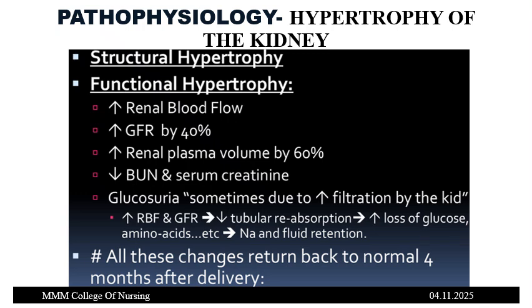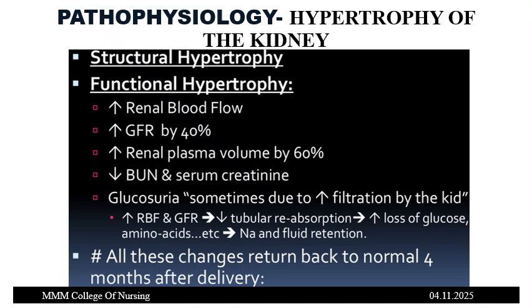So we see increased renal blood flow, which causes increased glomerular filtration rate by 40% and increased plasma volume by 60%. All these are normal changes during pregnancy because of the hormones, along with decreased blood urea nitrogen and serum creatinine. All these hormonal changes, which are normal, cause glucosuria. Glucosuria means an increased amount of glucose in the urine. Sometimes this glucosuria is caused because of filtration by the kidney.